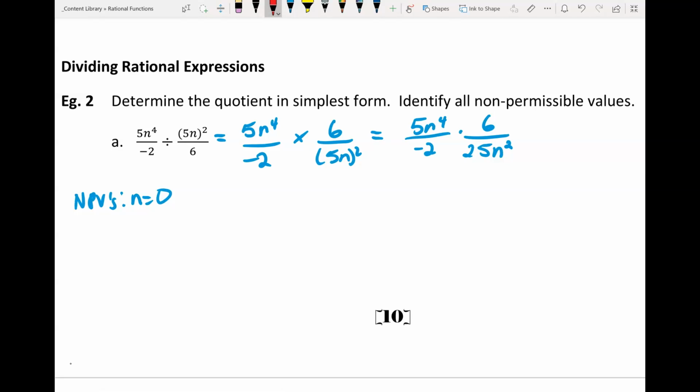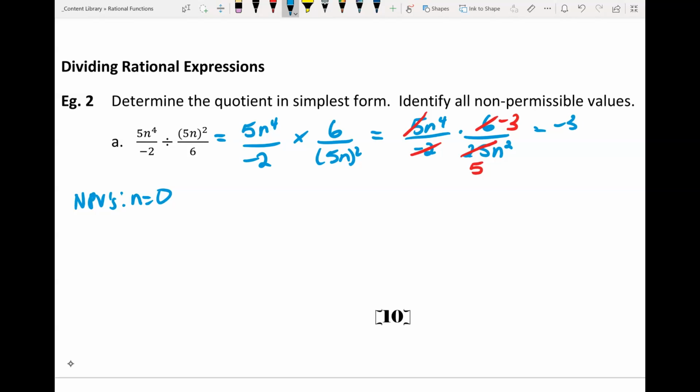Now I'm going to cancel diagonally. So 6 divided by negative 2 is negative 3. 5 over 25 is the same thing as 1 over 5. And then I'm actually going to write this down so that we have all this together. There's still the n's, but it just looks like a mess if I keep going on, but you certainly can.